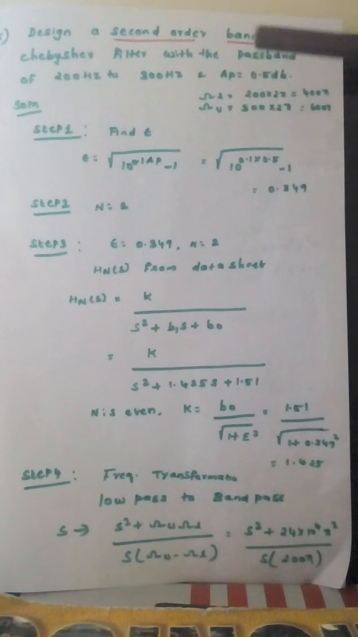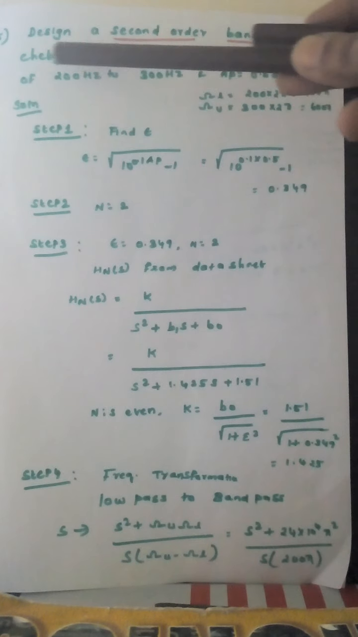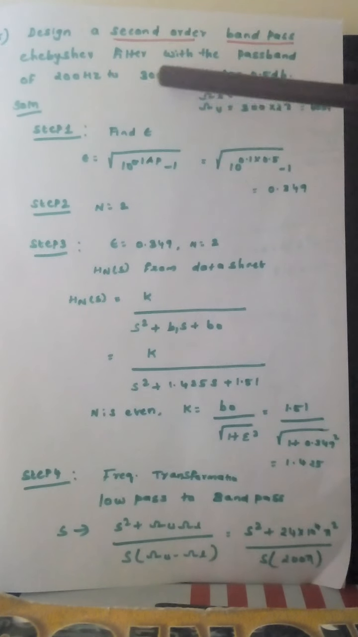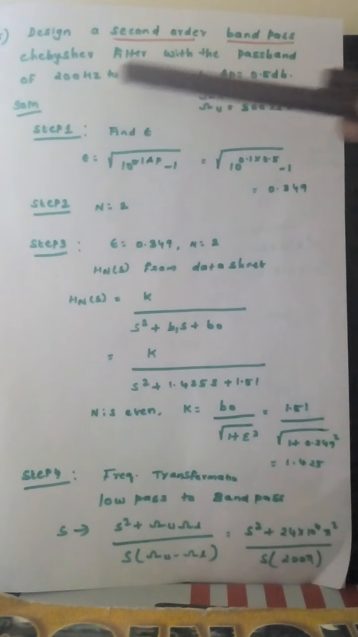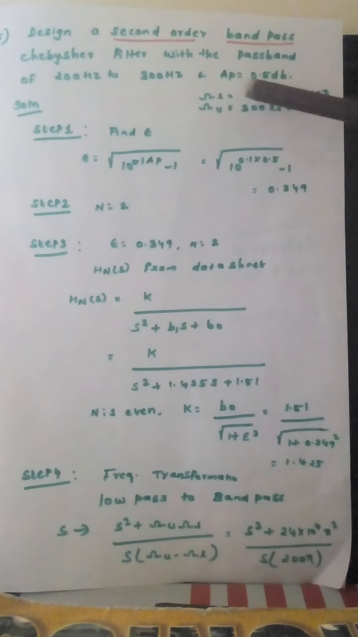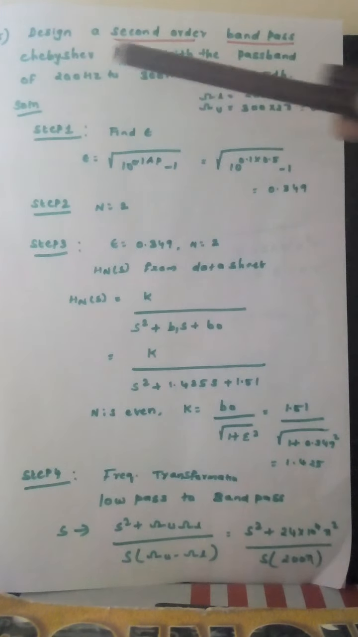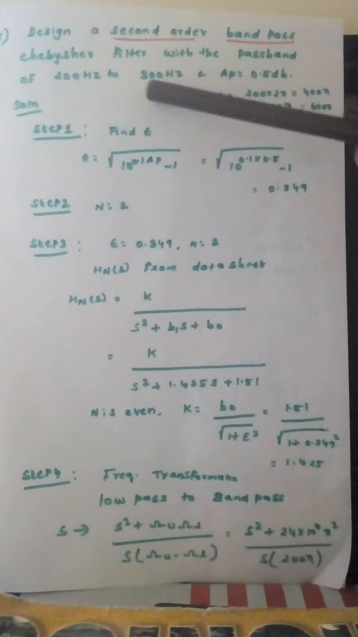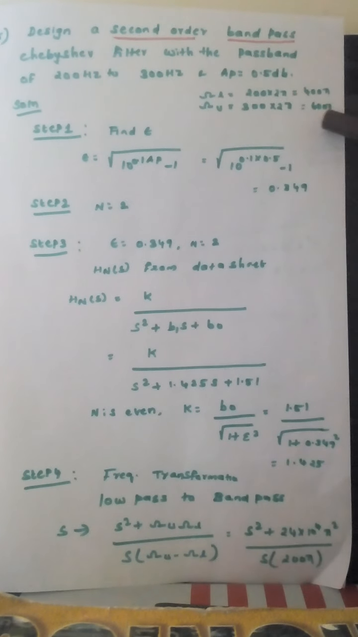It will be the same. And here they have given a lower cutoff frequency of 200 Hz and an upper cutoff frequency of 300 Hz. So we have to convert into radian per second. So omega L is nothing but 2 pi into FL. FL is 200, so it is 400 pi, and omega U is nothing but 2 pi into FU. So FU is 300, so it is 600 pi.